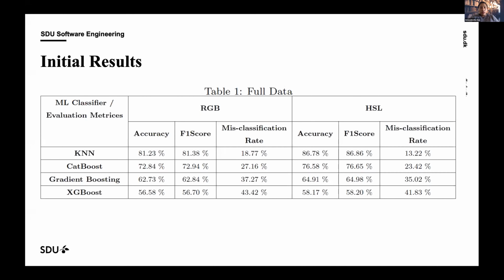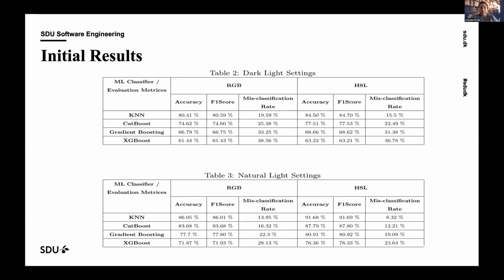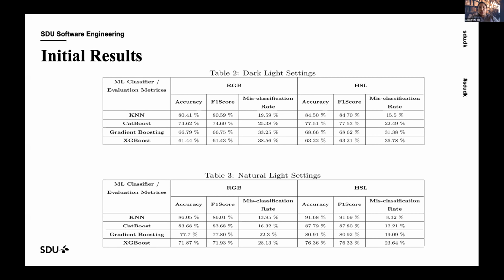So these are a few of the results on the 4 classifiers for the full data set, and we were able to achieve an accuracy of 86.78% for the KNN, which was the best performing out of the 4. And this is on the different light settings, dark and natural. We can see that the accuracy improved drastically for the KNN, to around 91.68%. Since this is an ongoing project, I would like to end here, and any suggestions or comments are appreciated. Thank you.